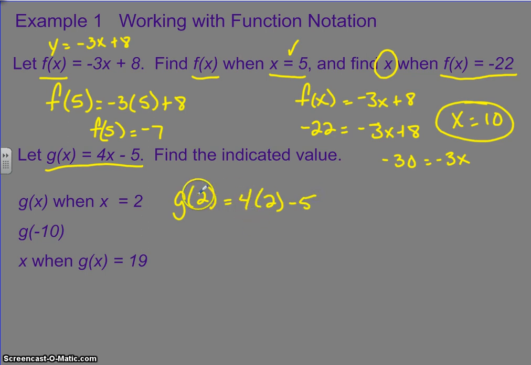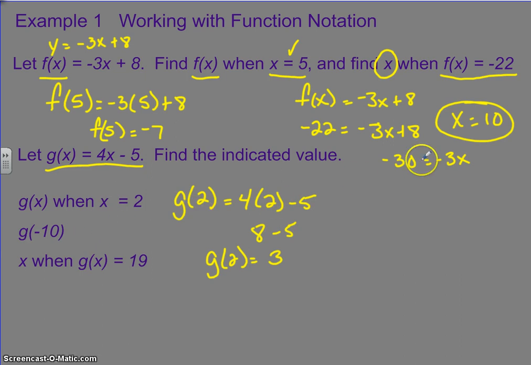Okay, let's work this out. This is not to be worked out. This is just saying what is the function of g at x equals 2. So we evaluate. 4 times 2 is 8 minus 5, that equals 3. So g of 2 equals 3.